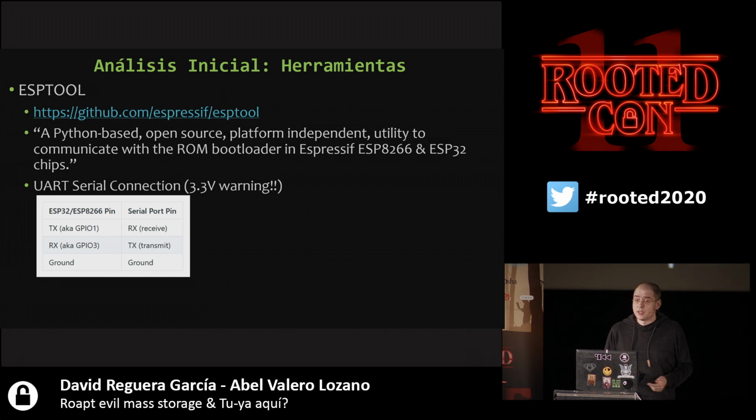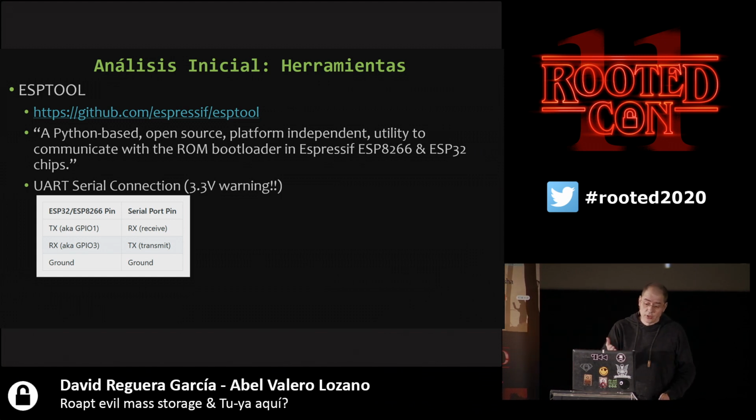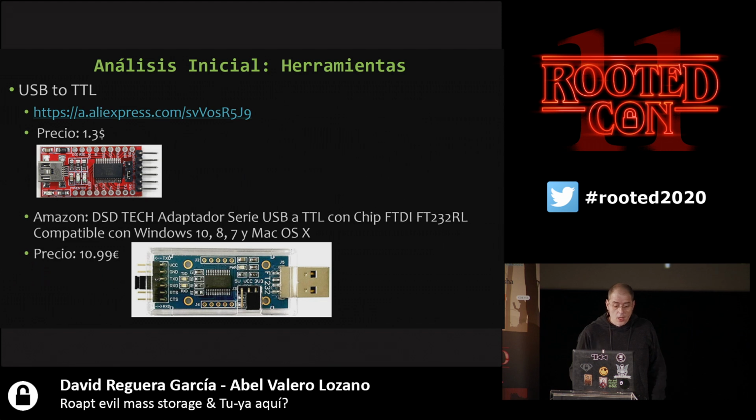We should not forget that ESP devices work at 3 volts. Our USB often works at 5 volts. We have to be careful. We need a UART converter that converts to 3.3. USB to TTL can be found at AliExpress at $1.3, and if you want to have it at home the next day, you buy it on Amazon. I recommend, if you want to do this, buy a few of them, because they are only 1.3.